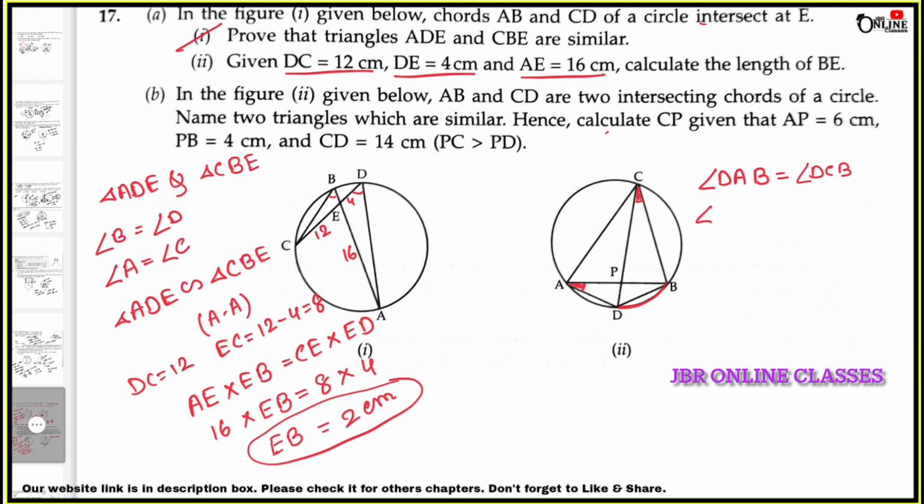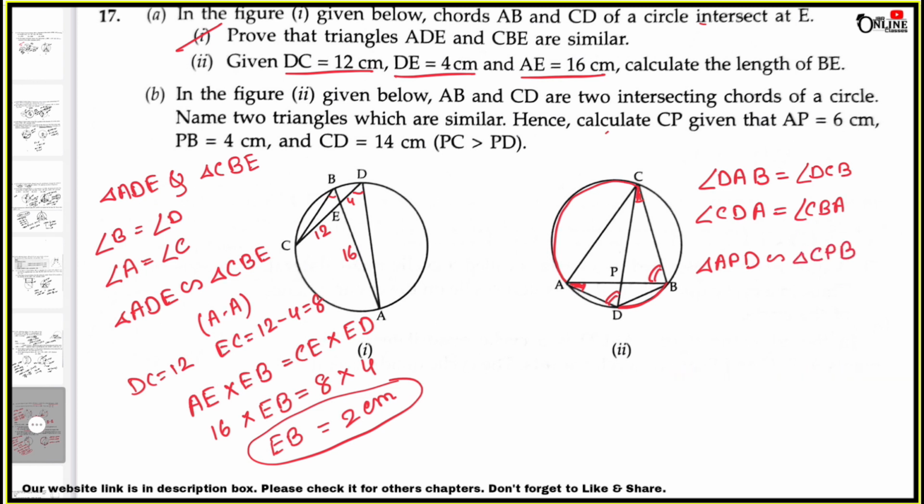Again, similarly, angle CDA, this one, equal to angle CBA. These two angles also lie on the same segment. So CDA and CBA, these two angles are also equal. That means triangle APD is similar with triangle CPB. So we can write down here AP by PD equal to CP by PB.